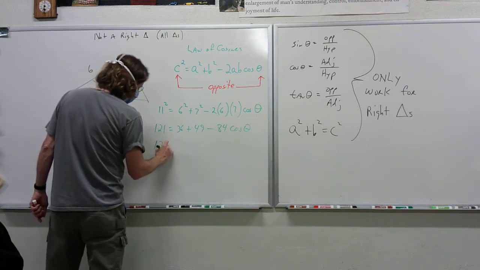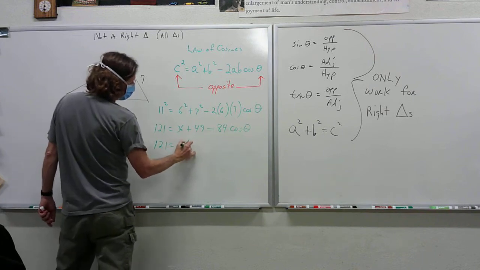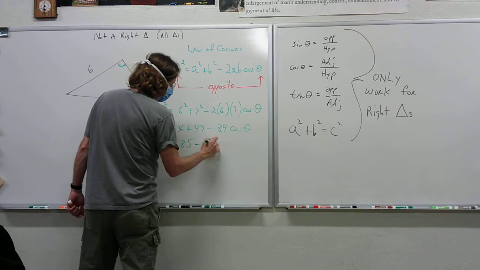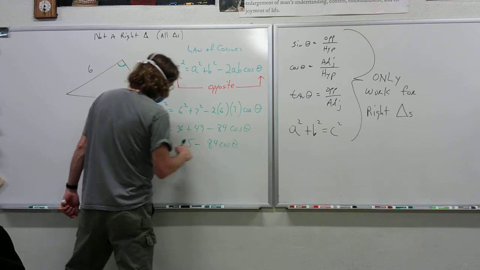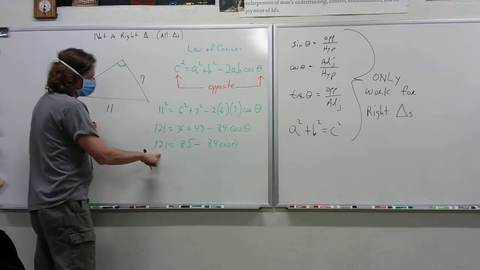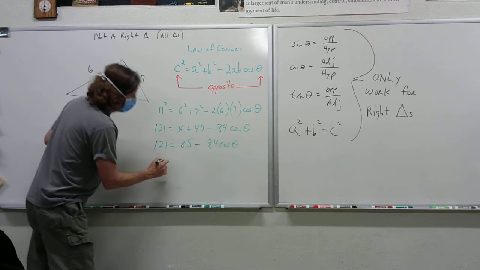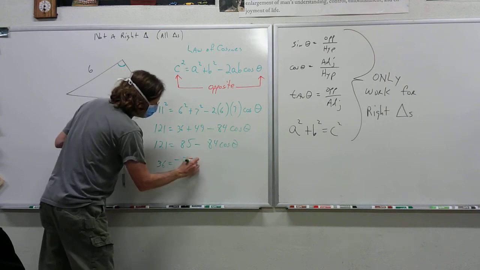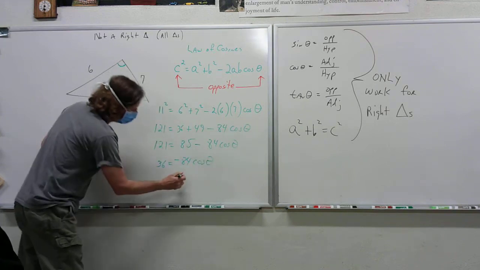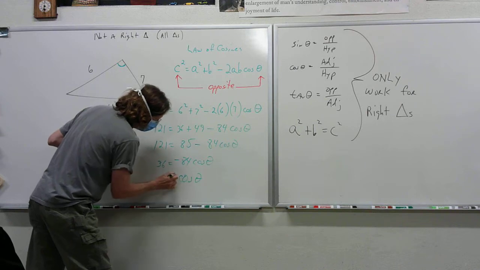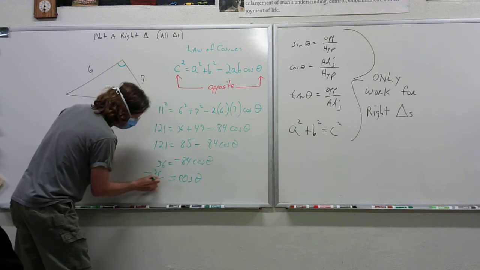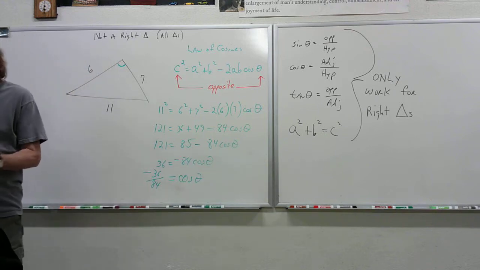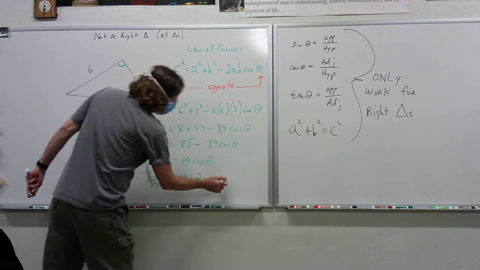121 equals, I got to add those together first. 85, is that right? Yeah, it's 85 minus 84 cosine theta. Subtract 85 from that, 36. So 36 equals negative 84 cosine theta. Cosine theta equals negative 36 over 84. But you want to know what theta equals.